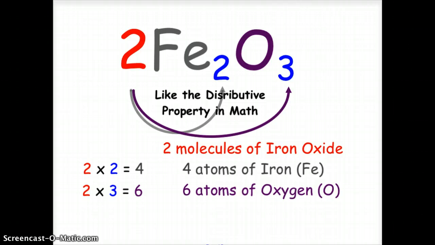Now the coefficient, or the molecule number in front, acts kind of like the distributive property in math, where the 2 gets multiplied times each of the subscripts, and that's how we get the total numbers. When we look at 2 molecules of iron oxide, we get 2 times 2 to get 4 atoms of iron, and 2 times 3, 6 atoms of oxygen.